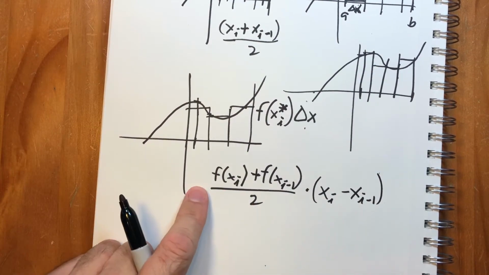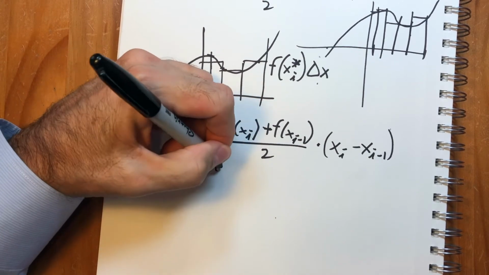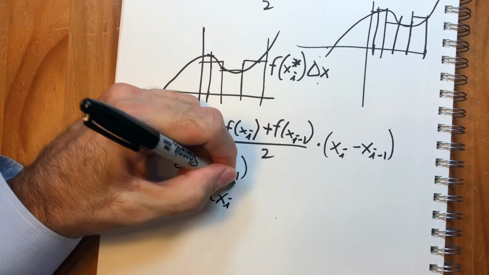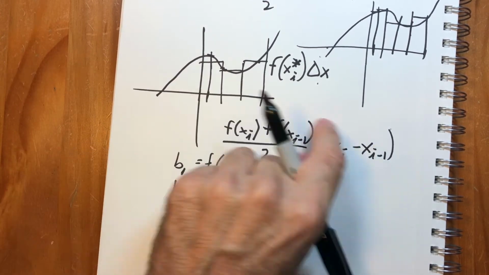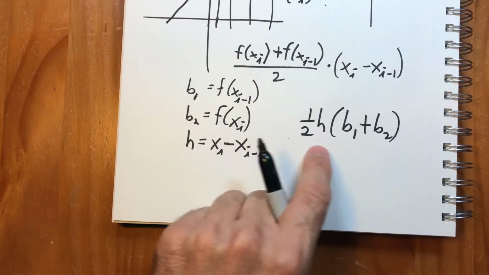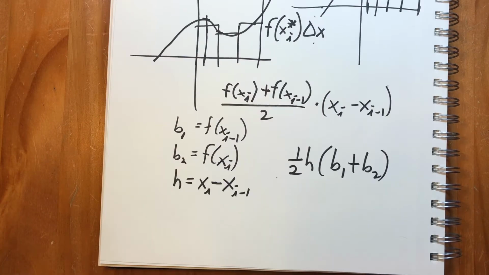Do you recognize this formula? What if we say that b1 equals f(x_(i-1)), and b2 equals f(x_i), and h equals x_i minus x_(i-1)? If we rewrite this formula using these, we get 1/2 h (b1 plus b2). That is the area of a trapezoid. This is one of those moments that makes math so cool, where something out of left field suddenly makes sense. At least it did to me.